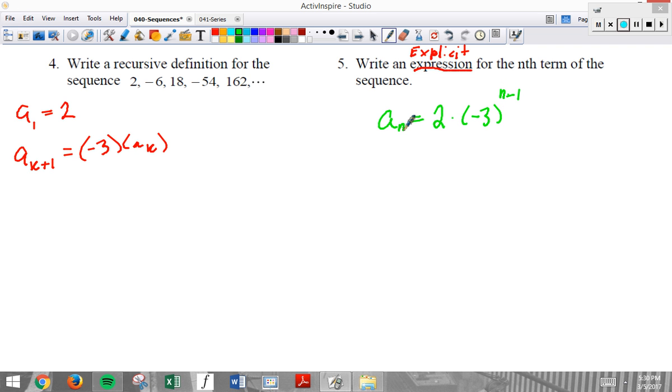So here, the first term, 2 times negative 3 to the 1 minus 1, negative 3 to the 0, negative 3 to the 0 is 1. So the first term is 2. The second term, 2 times negative 3 to the 1, negative 6. The third term, the fourth term, so on and so forth. Okay? Does that make sense? This is an important type. These both are called geometric.